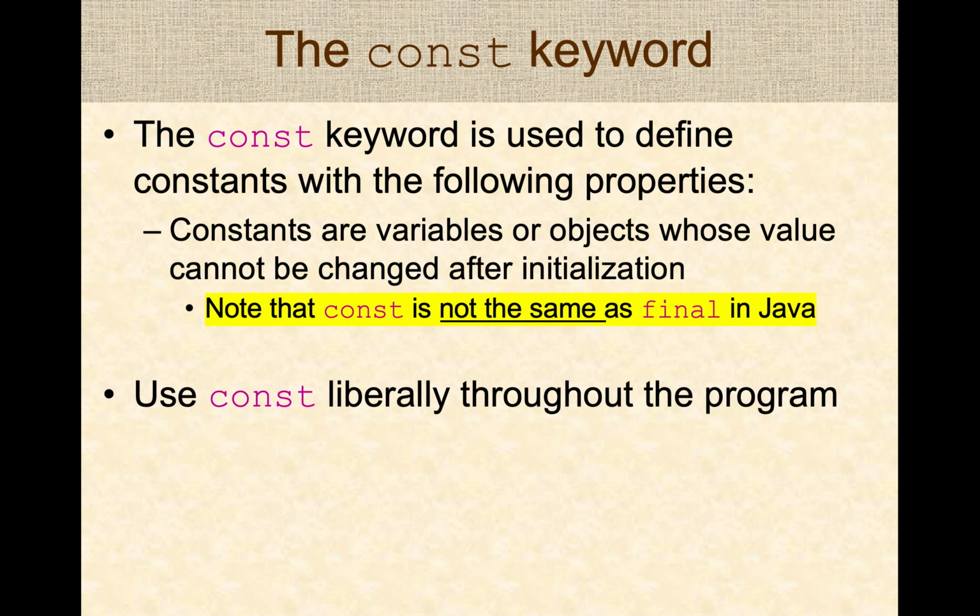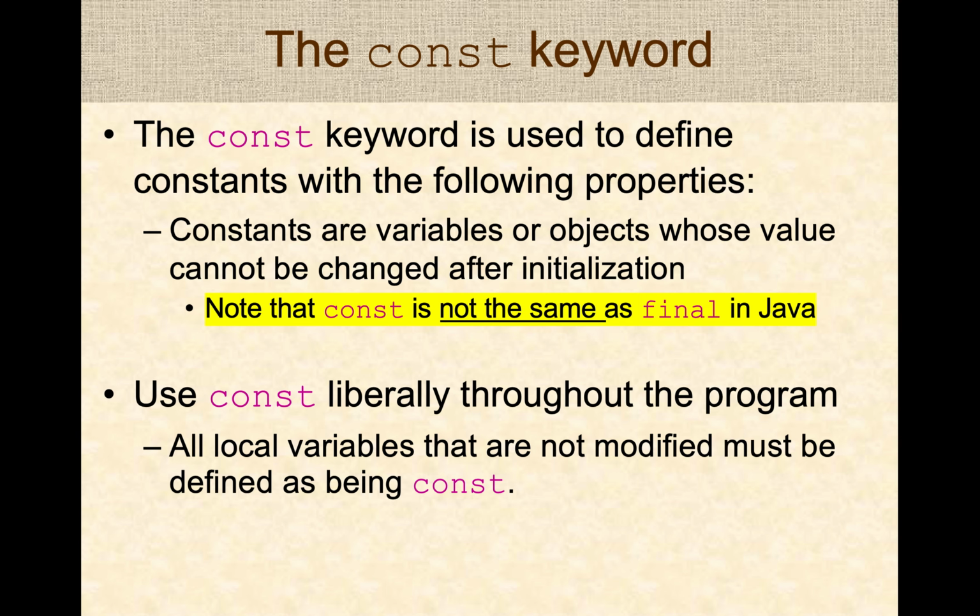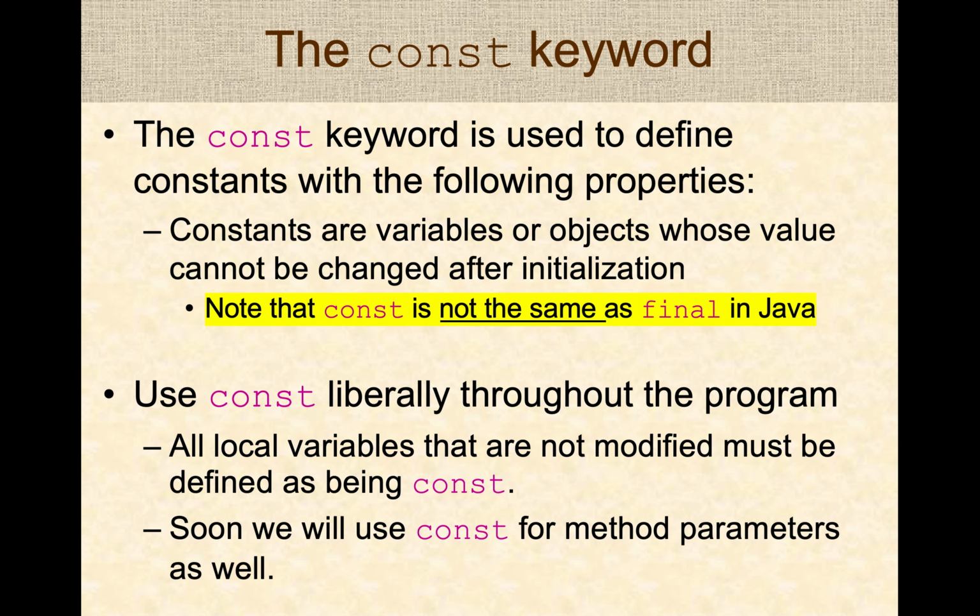In general, you should get in the habit of using the const keyword liberally throughout your program. All local variables that you're not planning to modify must be defined as being const. And soon we will see how to use const for passing arguments to method parameters as well.